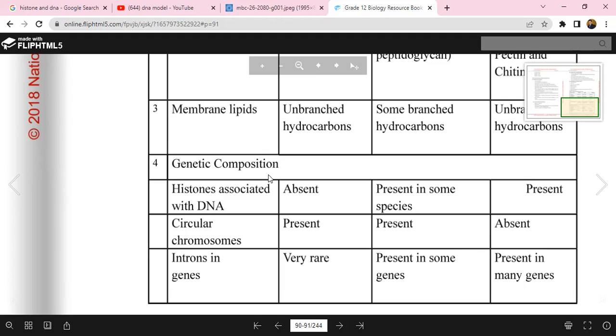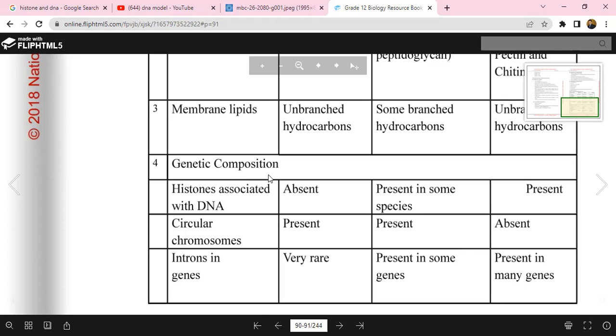Is it correct? No, sir. None of the domain bacteria have histone associated with DNA. What do you say? Correct. All the prokaryotes don't have histone associated with DNA. What do you say? Wrong, sir. Wrong. We should be careful in those kinds of statements.